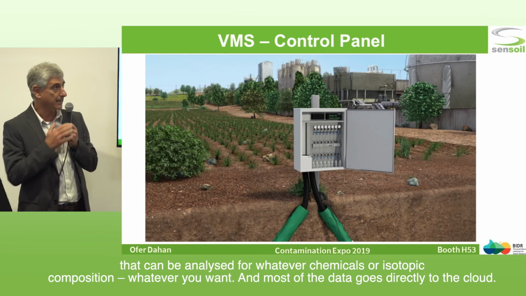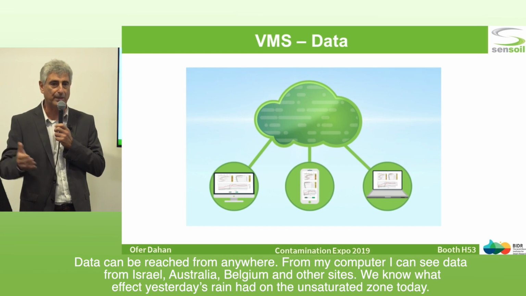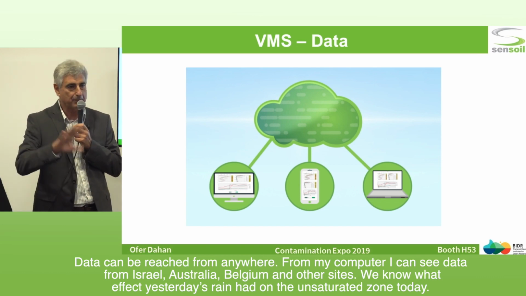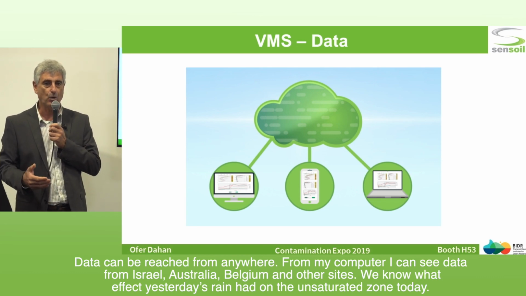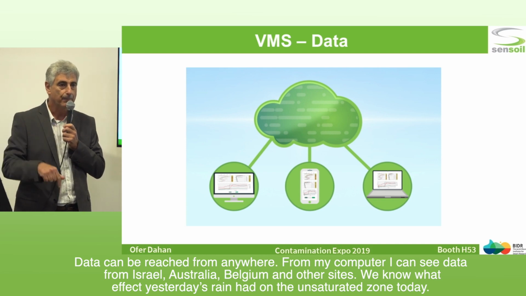And most of this data goes directly to the cloud, can be reached anywhere. From my computer, I can see data now from Israel, from Australia, from Belgium. We stopped, the link is stopped, but from other sites. And we can know what the rain of yesterday did to the unsaturated zone today.